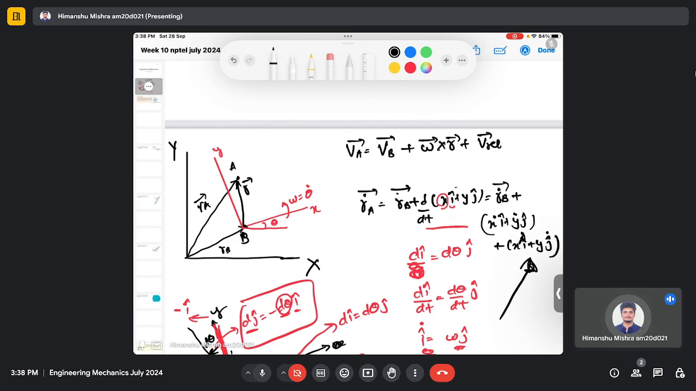This is the velocity of point A in the capital XY coordinate. This is the velocity of point B in the capital XY coordinate. And this is the relative velocity in the rotating coordinate xy. And this term is the difference between the relative velocity from the rotating and non-rotating coordinate.